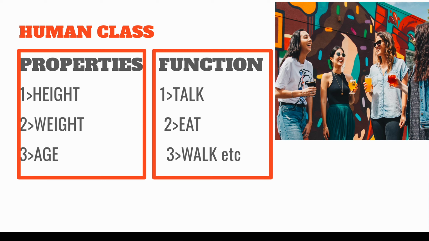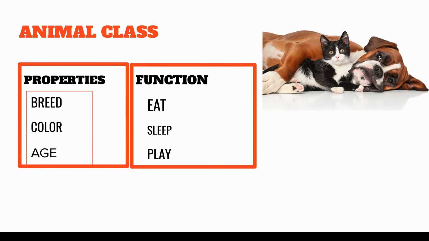So for all of us, all the human beings, we can create one class where we can write the properties and function of human. And for animals, we can create another class and write the properties and function of that animal. So, what did you understand? That class is defining the similar properties and function belonging to the same group.